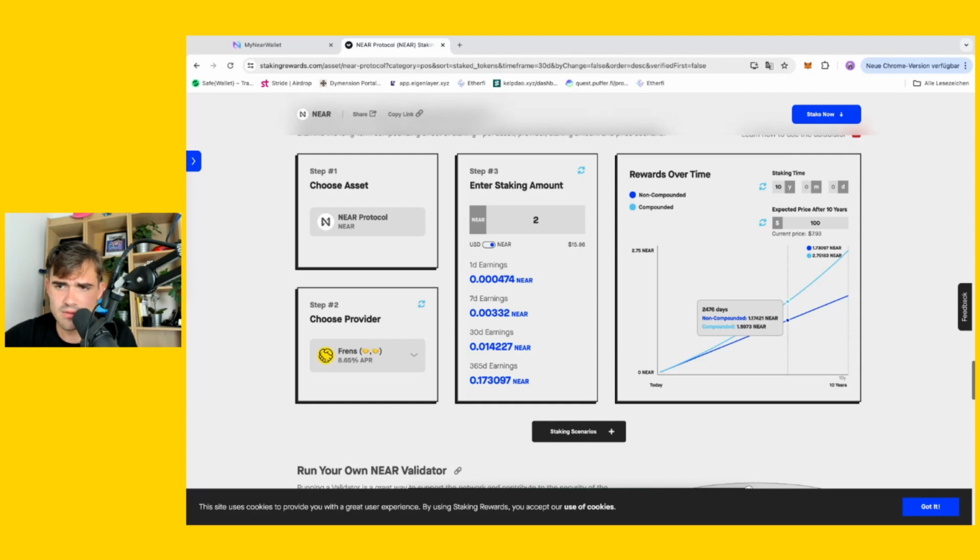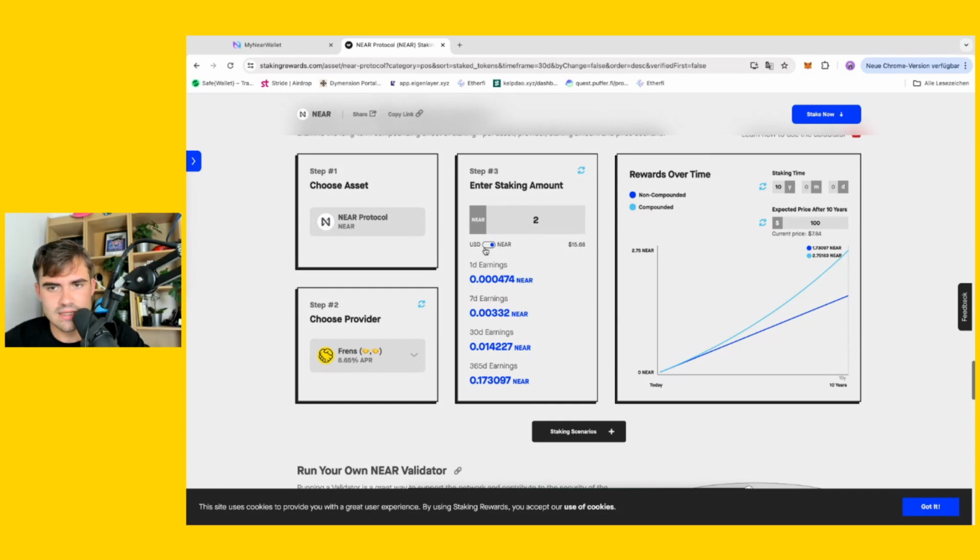So if you compound this, then you end up with 2.75 NEAR. So you get more NEAR from staking than you originally put in. So this is the powerful compounding effect. And this is why I'm such a big fan of staking generally, because it's such a strong investment tool. You can balance out losses, you can balance out price decreases, because you counterfight it with staking.